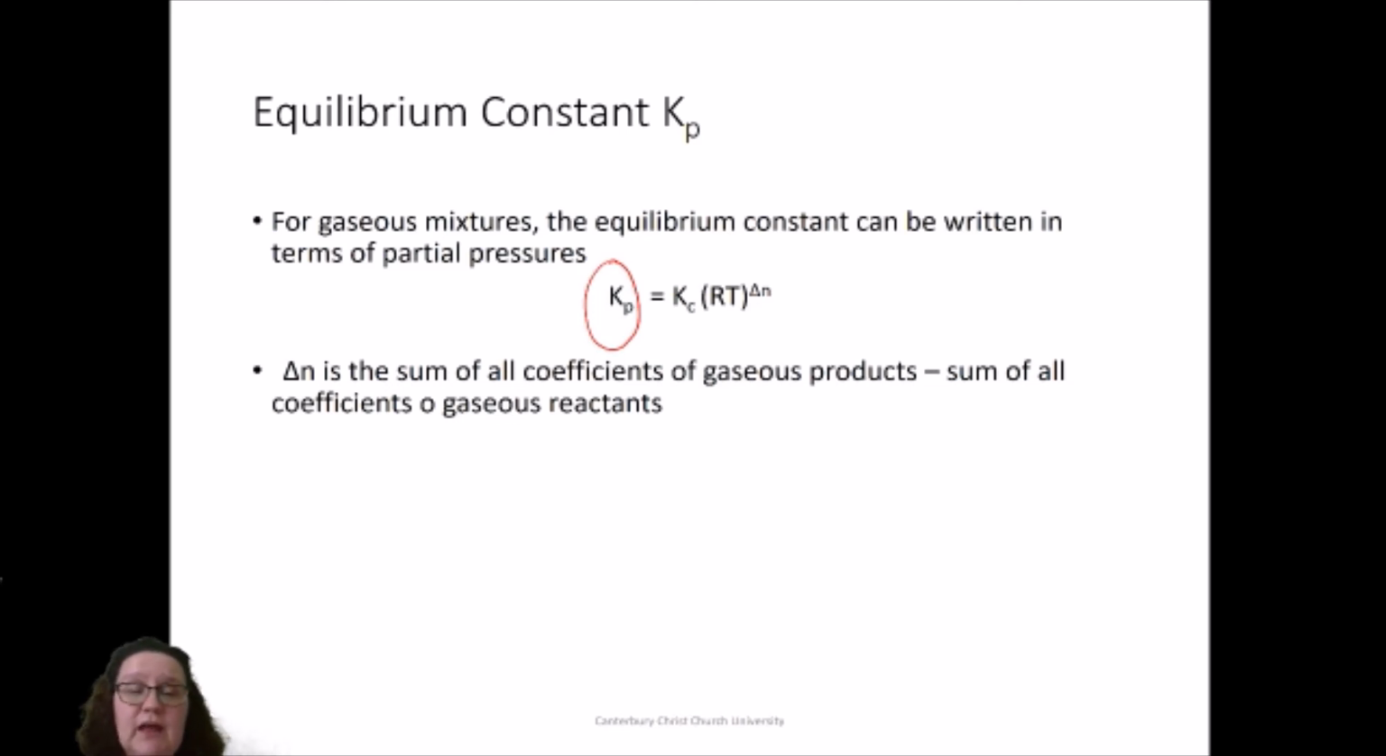It can be demonstrated that the Kp for a reaction is the Kc, the equilibrium constant, times RT, R being the ideal gas constant, T the temperature in kelvins, to the power of delta n. And delta n is the sum of all the coefficients of the products that are gases minus the sum of all the coefficients of the reagents that are gases. So only the gases count: the coefficients of the gas products minus the coefficients of the gas reagents.